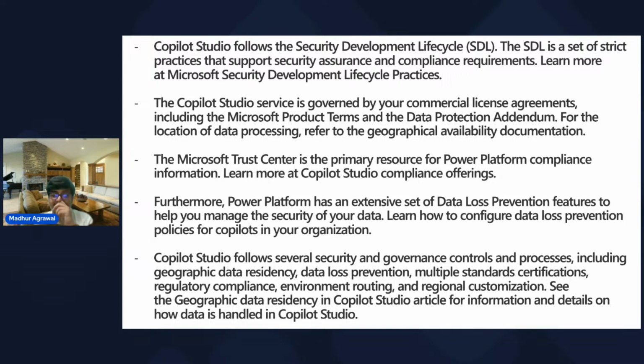There are also multiple standard certifications that set the standard of how your data is protected. There is also regulatory compliance according to your own region or country, of how your data is being handled, or how compliance is regulated across the country and region. Then there is environment routing, how your environment is set up and how you are routing the data. And there is regional customization. So if you have specific customization in how your data is handled, and how your security and assurances are handled across the Copilot, you can also do that. You can see more about that in the geographic data residency in Copilot Studio article, and details on how data is handled in Copilot Studio.